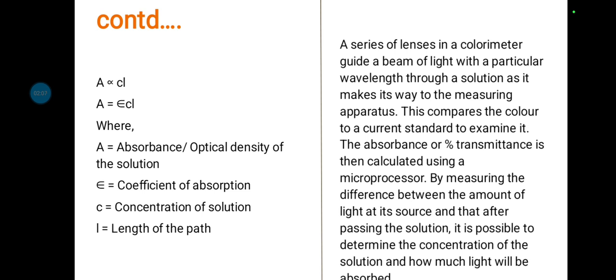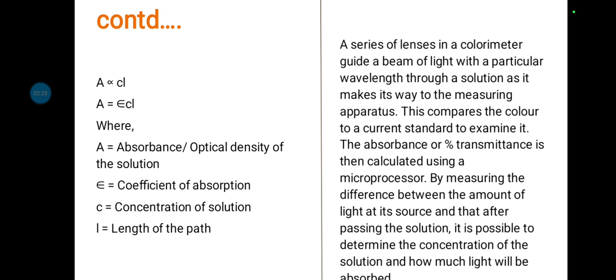To eliminate the proportionality sign, we put the coefficient of absorption, epsilon: A equals epsilon C L. Where A is absorbance or optical density of the solution, epsilon is the coefficient of absorption, C is the concentration of the solution, and L is equal to the length of the path.